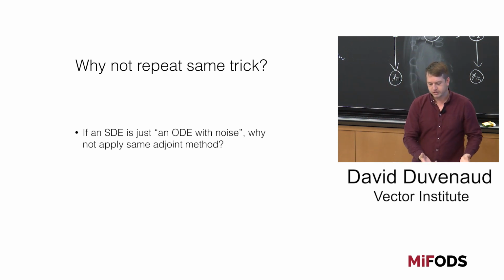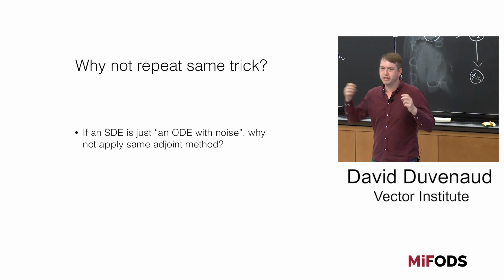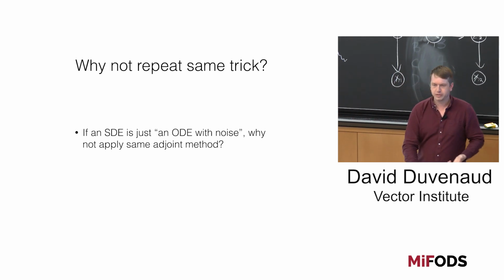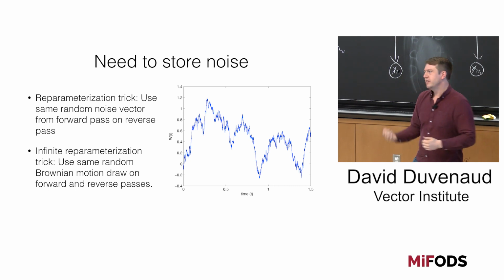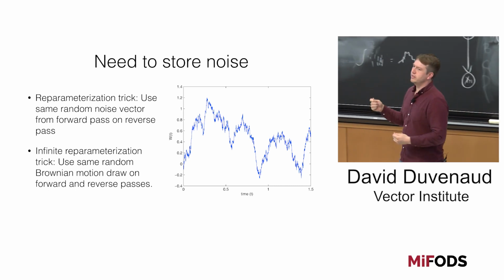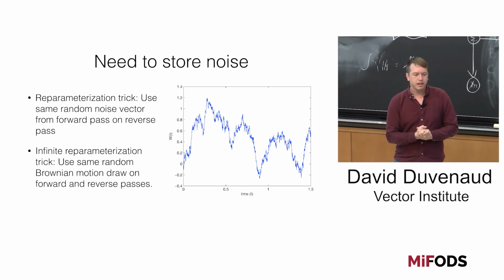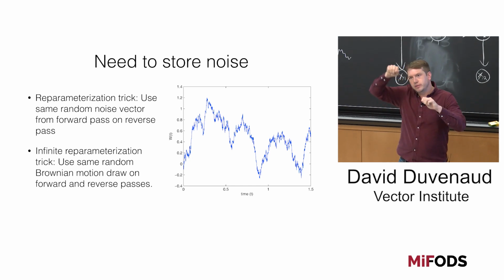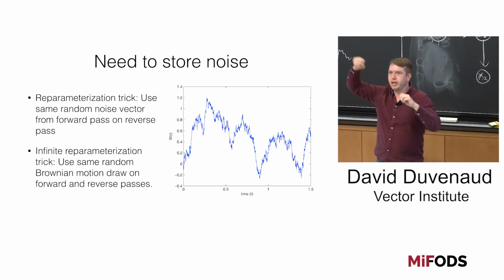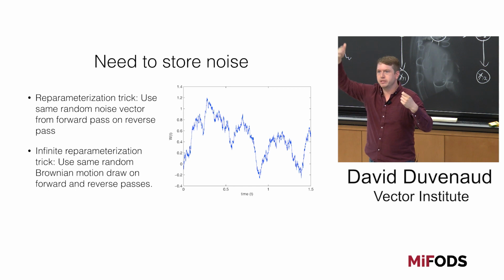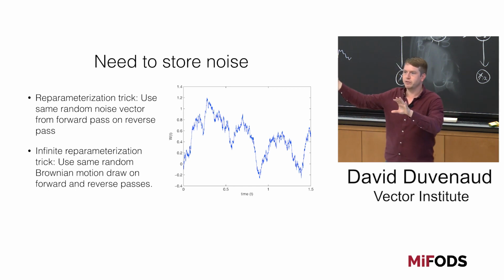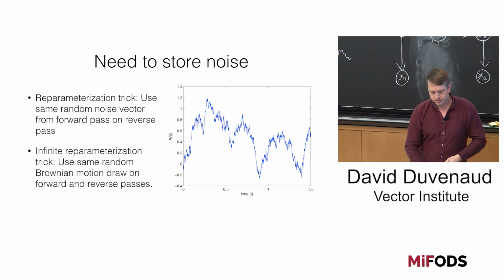So why don't I just say, if an SDE is just like an ODE with noise, why don't I just apply the adjoint method? So the first main obstacle is that you need to store the noise. The idea is that on the forward pass, I needed to call my random number generator a whole bunch of times to get this random sequence of Gaussians that determined my path. And I need to use the same randomness on the reverse pass in order to get unbiased gradients.